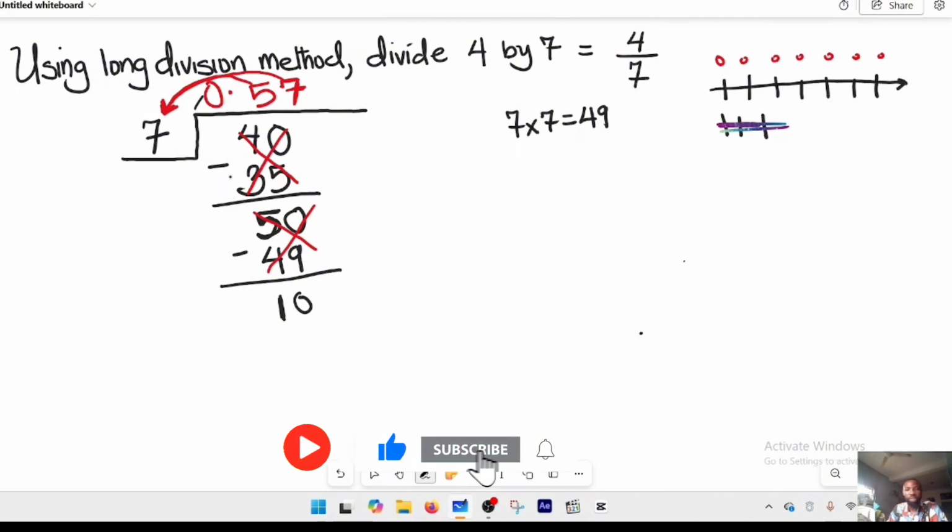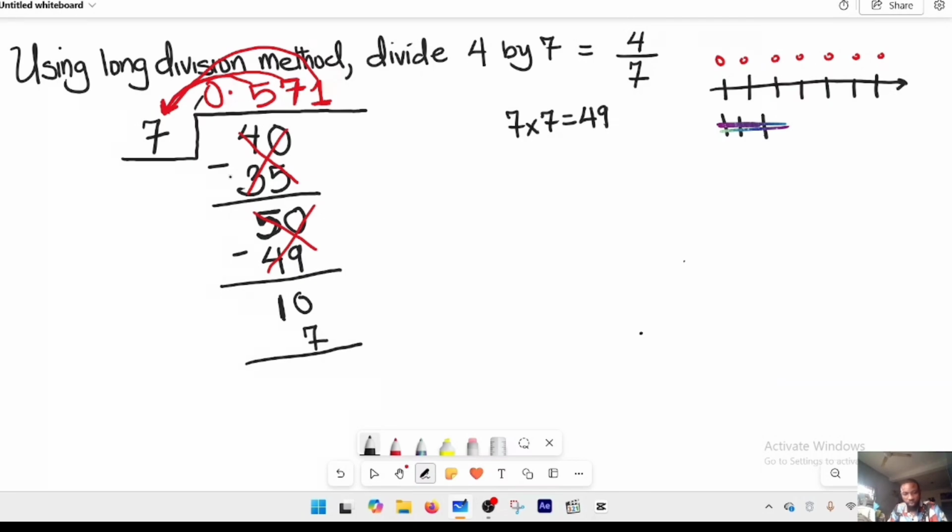So 10 divided by 7 is 1. I'm going to put our 1 here. Beautiful. It can only go one time. So what next? 1 times 7 is going to give us 7. Stroke it off and subtract. If we subtract, what do we have? We have 3. Right? It means we don't need this guy anymore.